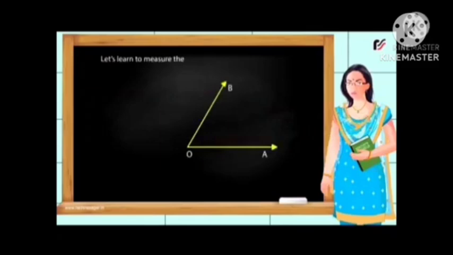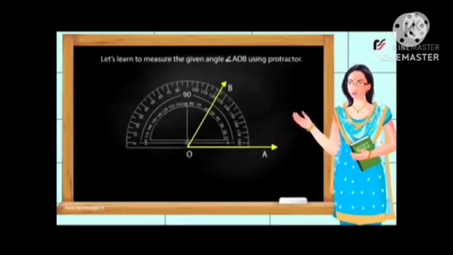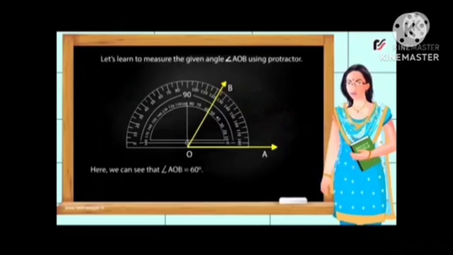Let's learn to measure the given angle AOB using a protractor. In order to measure angle AOB, place the protractor in such a way that its center is exactly on the vertex O of the angle and the baseline along arm OA. Read the mark through which the arm OB passes. Here, we can see that angle AOB is equal to 60 degrees.